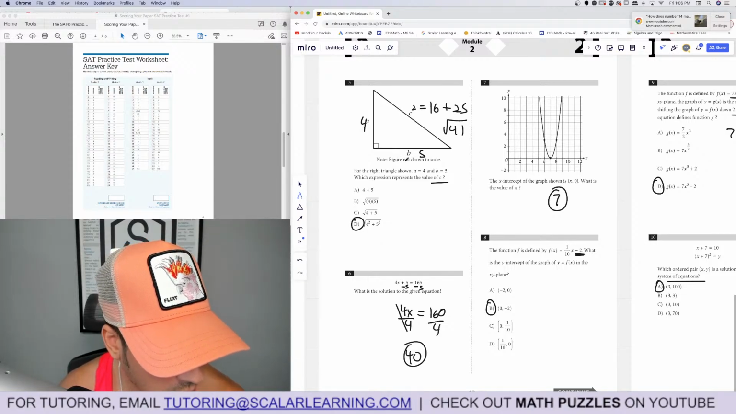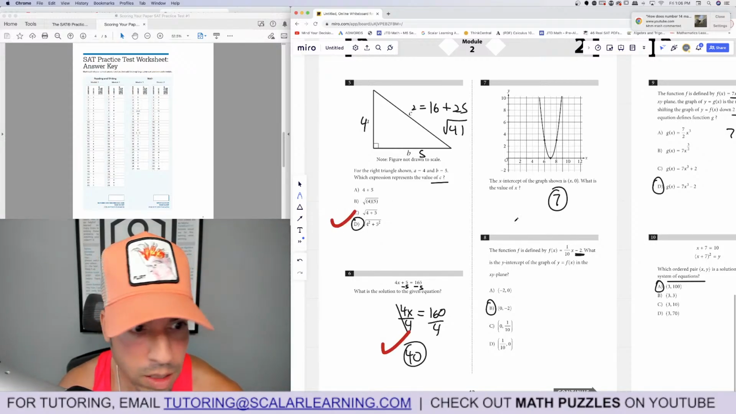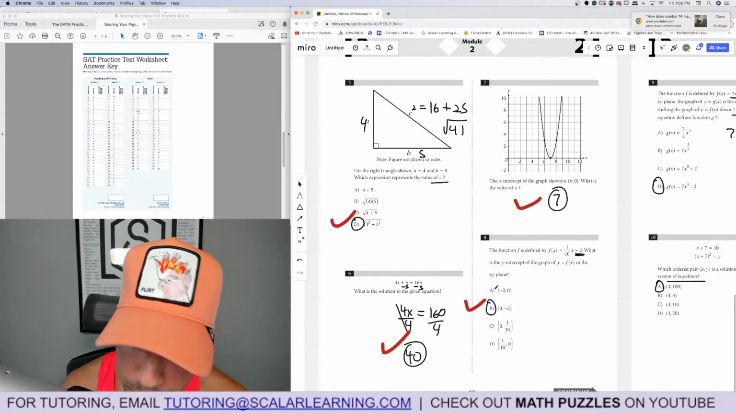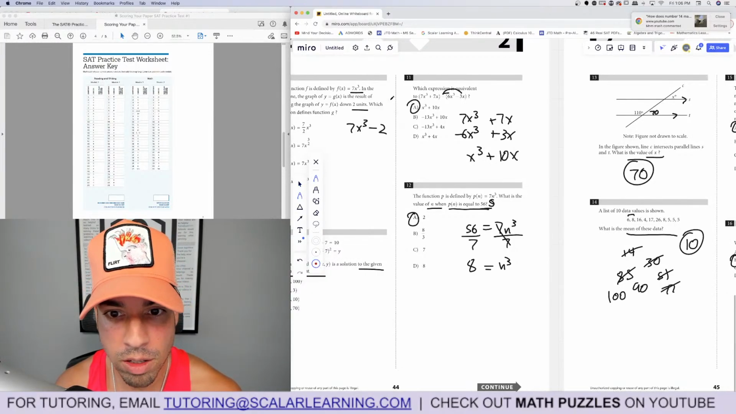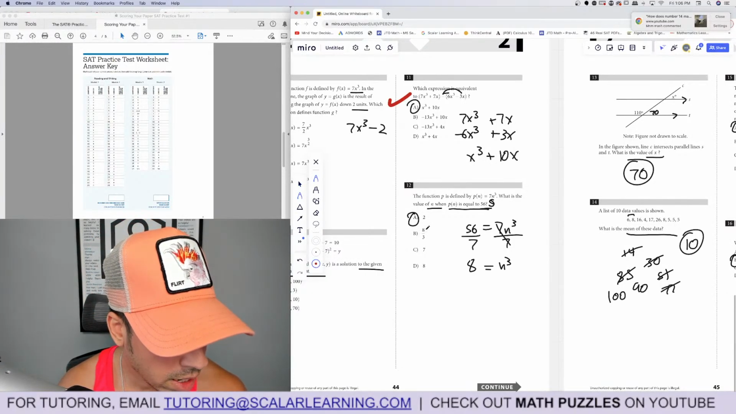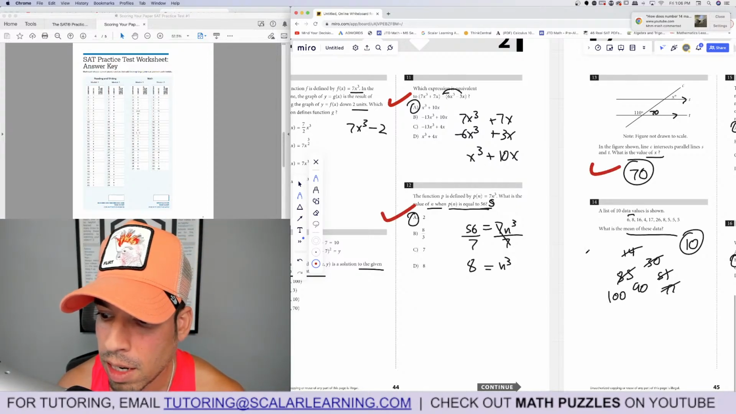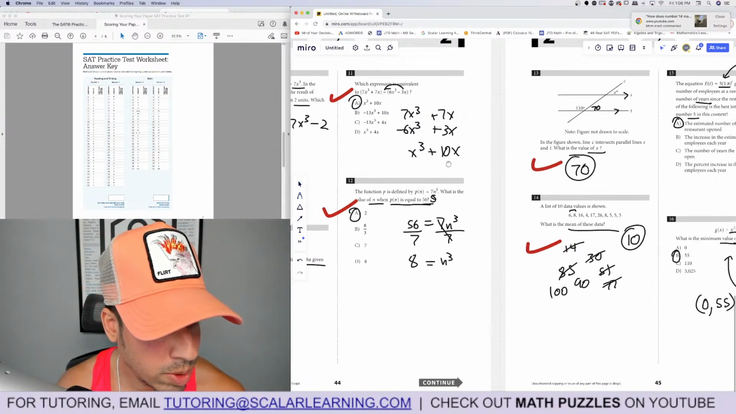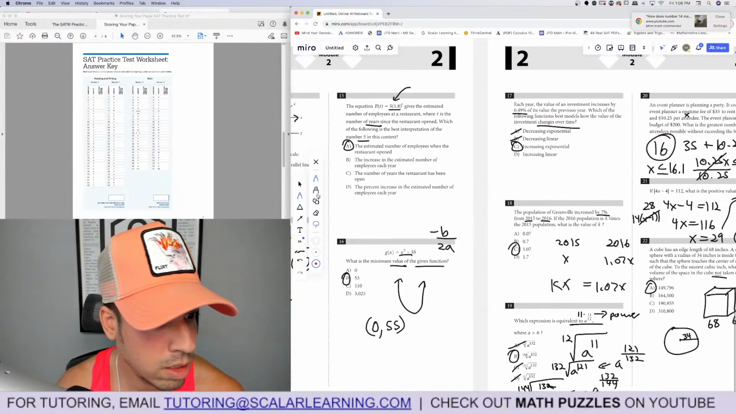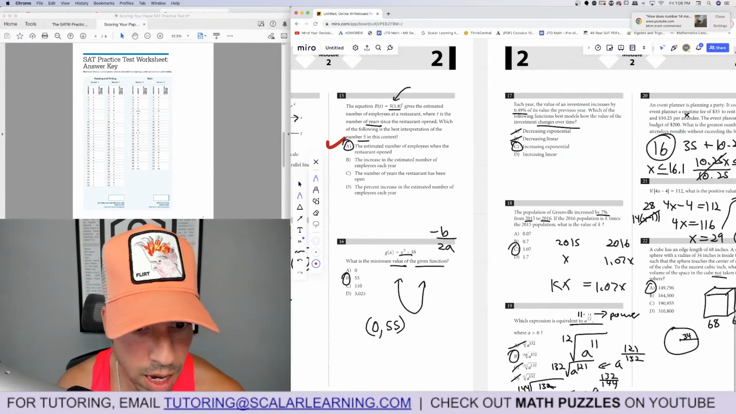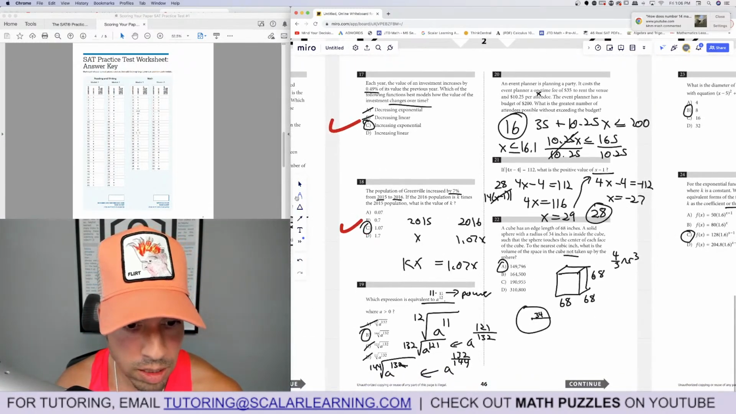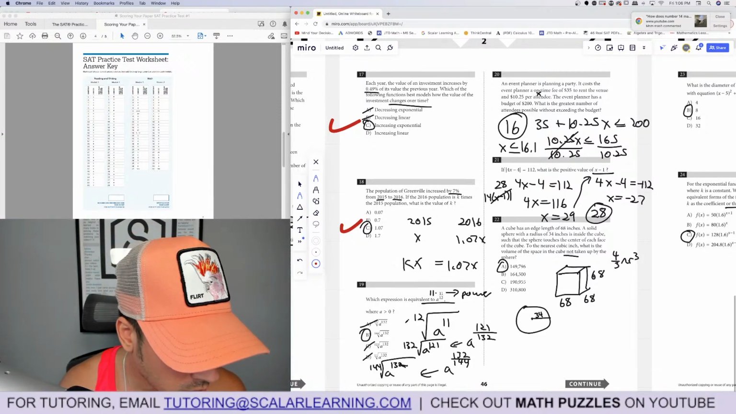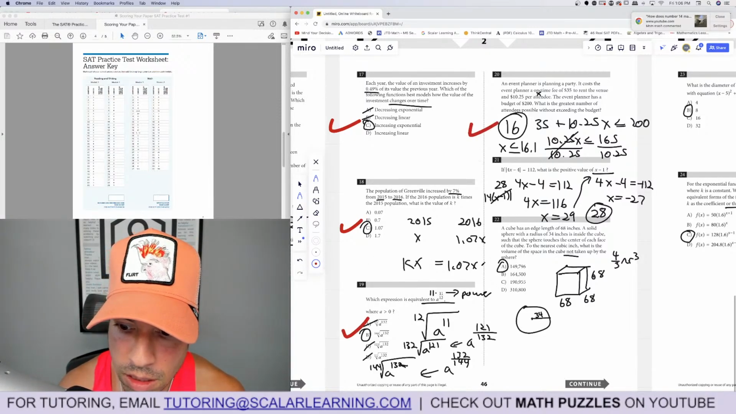5 is D, 47. B, D, A, A. Cool. 12 is A. And then 70 and 10. And then we got 15 is A, B, C, C. 19 is B, 16, and 28.